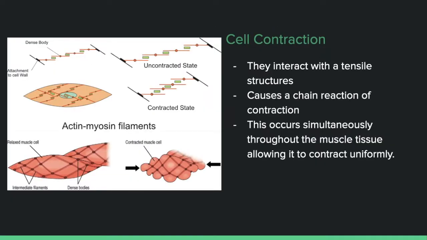As the myosin and actin filaments slide over one another, they pull on tensile structures within the cell, causing the cell to contract. This occurs simultaneously throughout the muscle tissue, allowing it to contract uniformly. This uniform contraction is vasoconstriction.